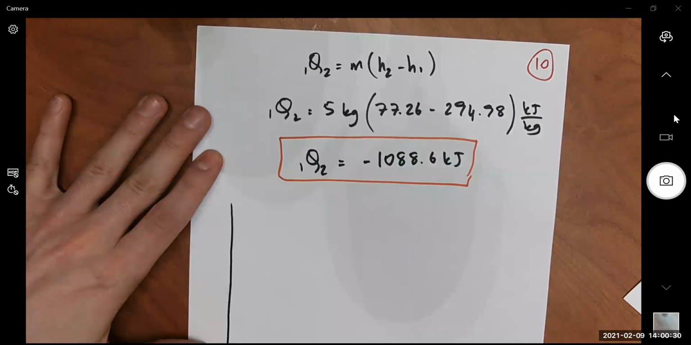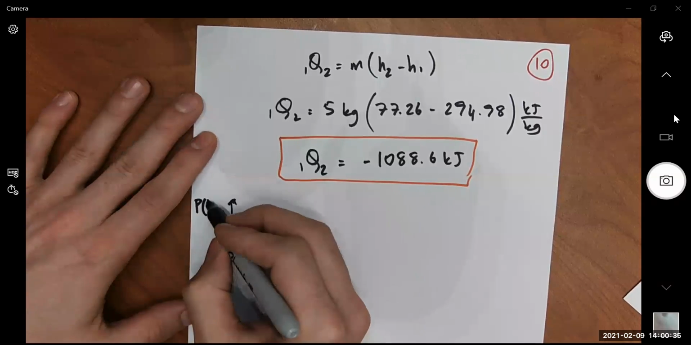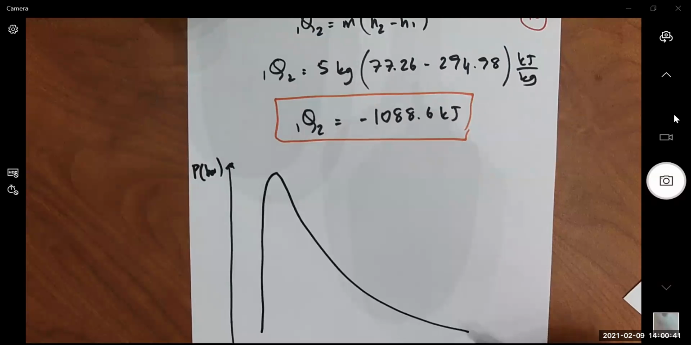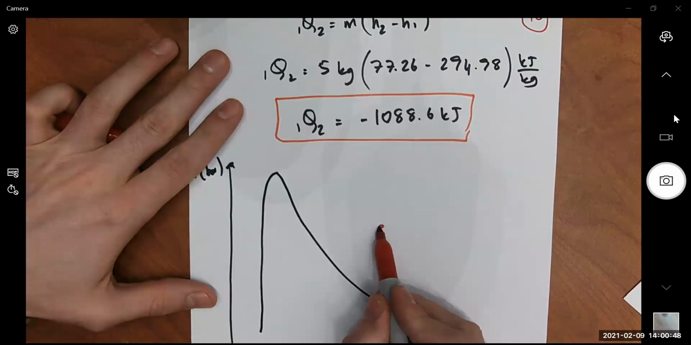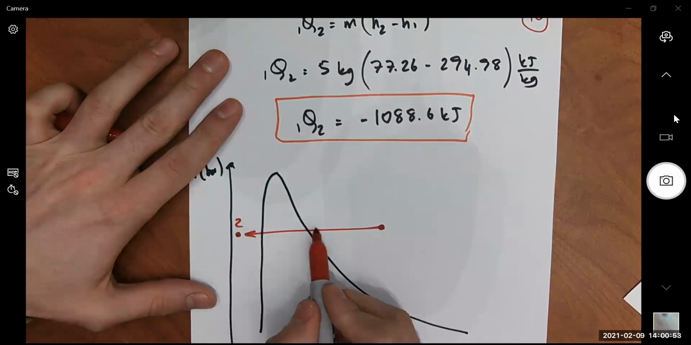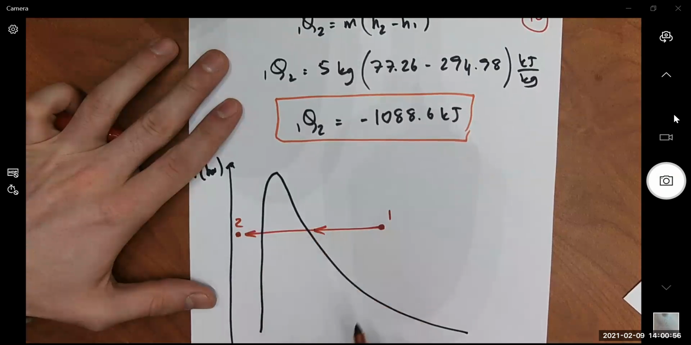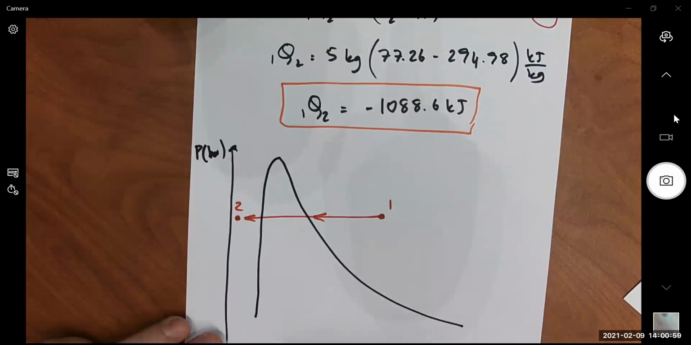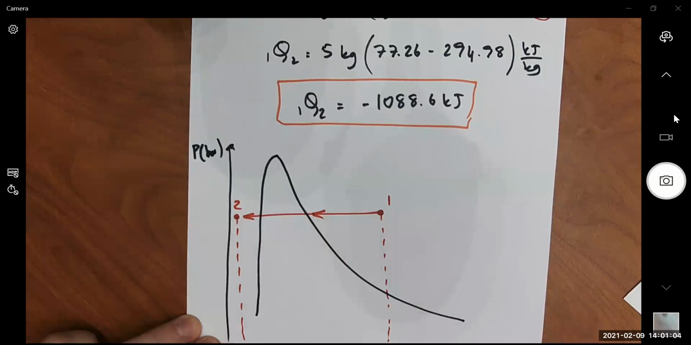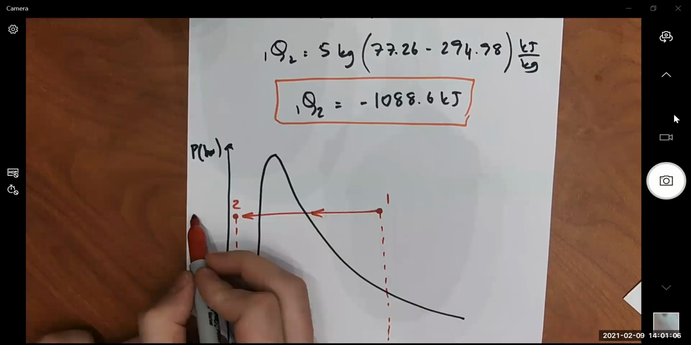Last, the diagram. State 1, state 2. You can write your V2, V1.